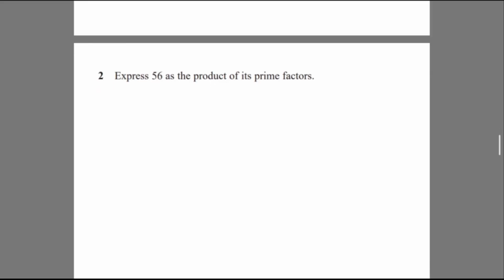So express 56 as a product of its prime factors. Right, so what this question wants us to do is to write out a multiplication just using prime numbers, which obviously means you need to know your prime numbers. For the purposes of GCSE exams, if you can recognize the first 10, 11 prime numbers, you're usually good to go.